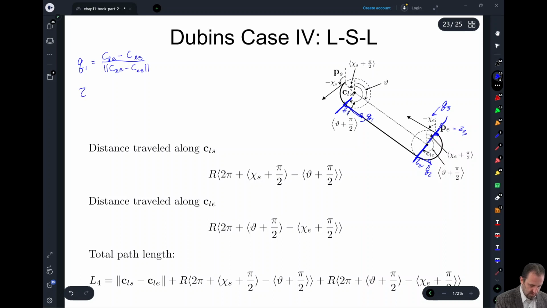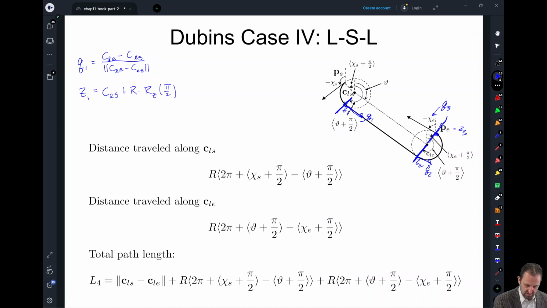Our point Z1 is then we can take that and just rotate it. So we have CLS, our starting center, plus R times our RZ. So we're just going to use our rotation trick. This time we're going to rotate it by pi halves instead of negative pi halves, right? Because Q1 is pointing along the line, and we want a vector that's pointing an additional pi halves. So we have plus that pi halves times Q1.